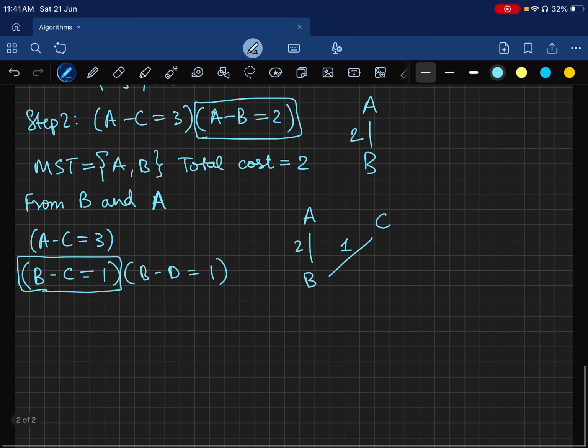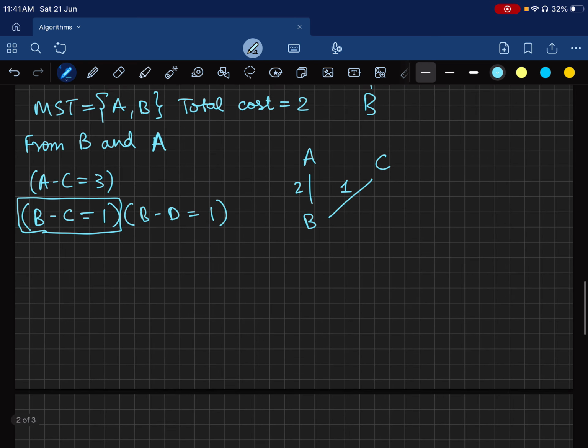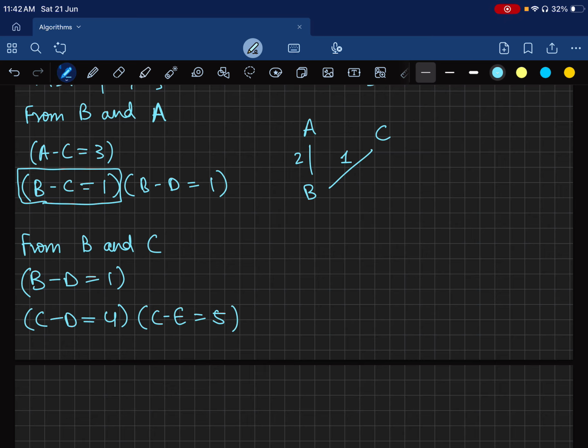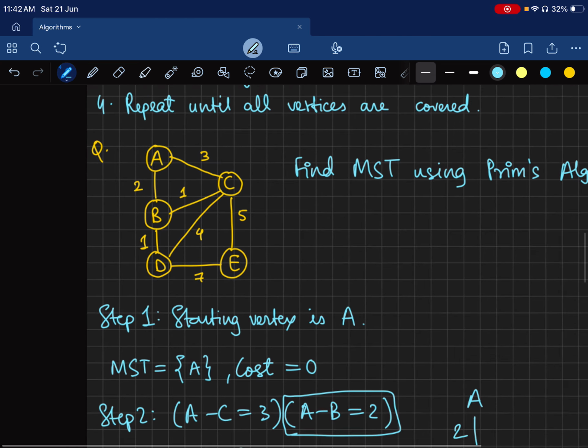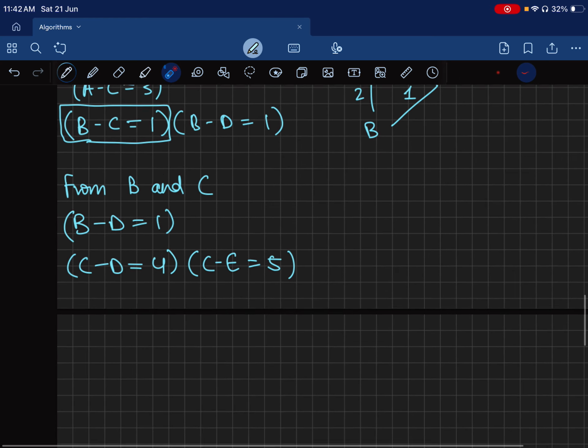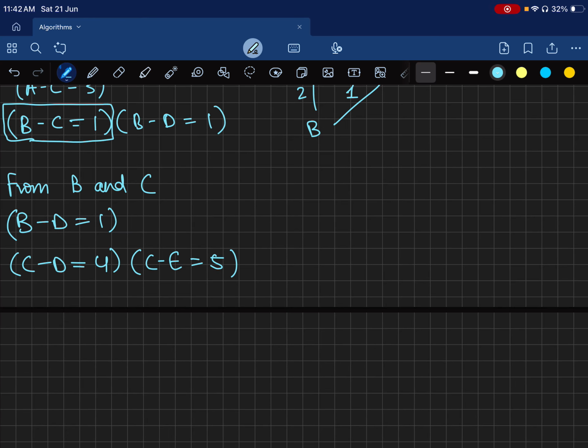Now let's take from B and C. Our next step will be to take from the next two vertices. From B we have B to D, which is 1, and from C we have two possibilities: C to D, which is 4, and C to E, which is 5. Which one will you pick here? We'll pick BD, the minimum edge.